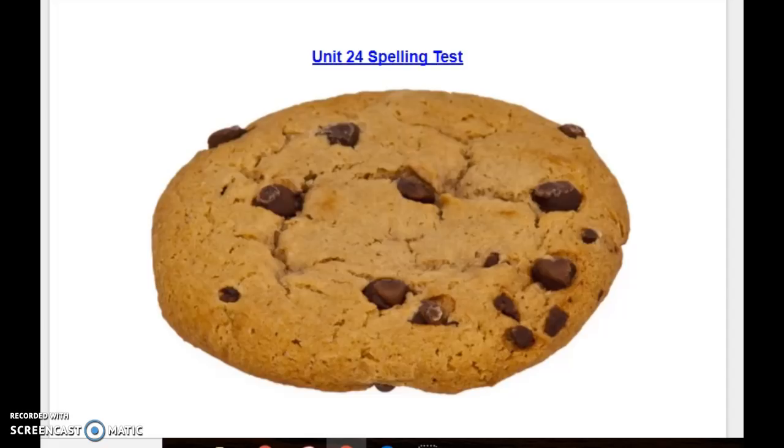Number 7, claw. The eagle had broken its claw on its one foot. Claw. Number 8, because. Because is a word used when you talk about cause and effect. Because.